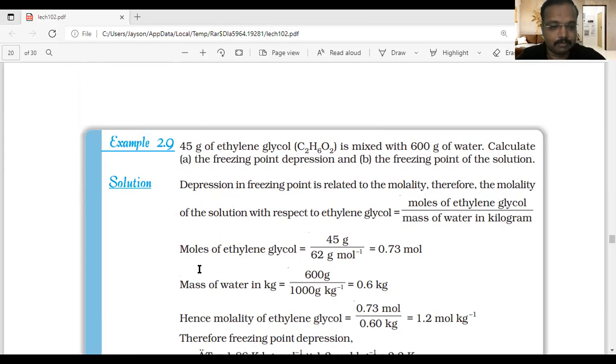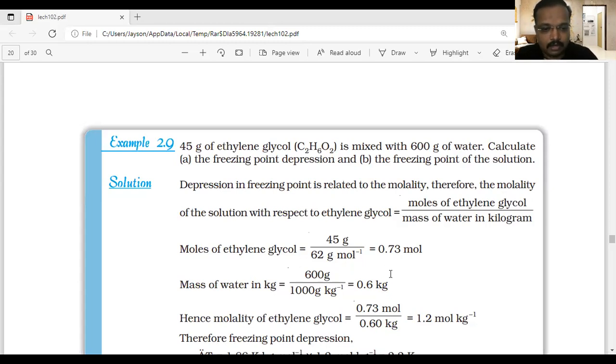Now the number of moles of ethylene glycol, how to get it? Given mass upon molar mass. From where do we get 62 gram per mole? Molar mass of ethylene glycol, which is C2H6O2. Those who are having confusion, just calculate the total mass: carbon 12 into 2, then hydrogen 1 into 6 plus oxygen 16 into 2. You are supposed to get 62 gram per mole, right?